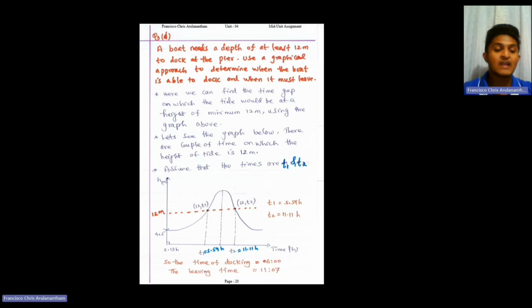Therefore, the times at which the boat can dock at the pier are 6:00 and 11 hours and 7 minutes in the 24-hour clock.